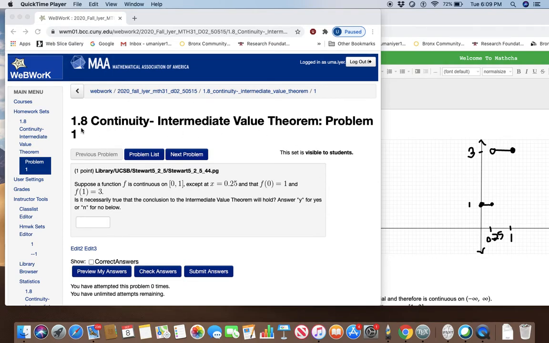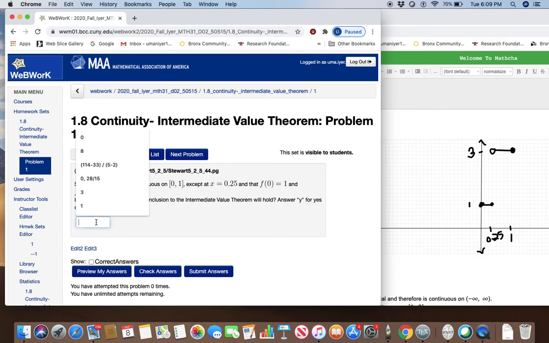Problem 1, section 1.8, intermediate value theorem. Suppose a function f is continuous on the closed interval 0 to 1 except at the point 0.25, and that f at 0 is 1 and f at 1 is 3. Is it necessarily true that the conclusion to the intermediate value theorem will hold? Actually, the answer is no.